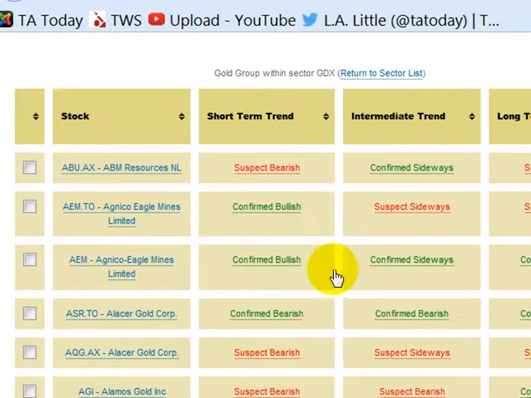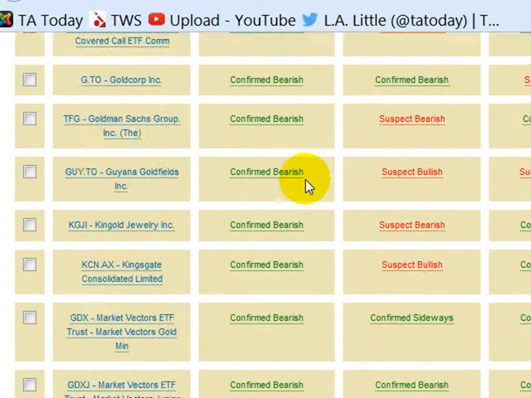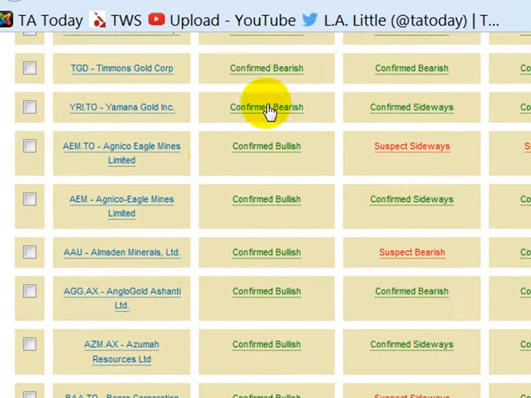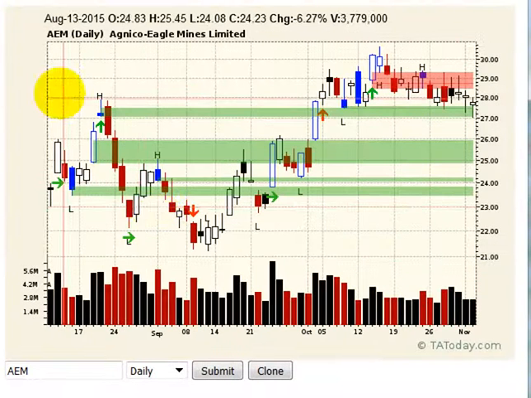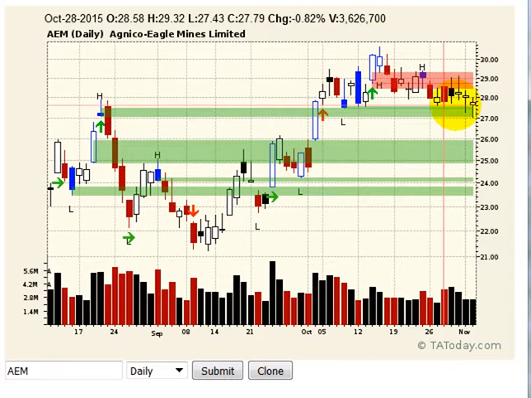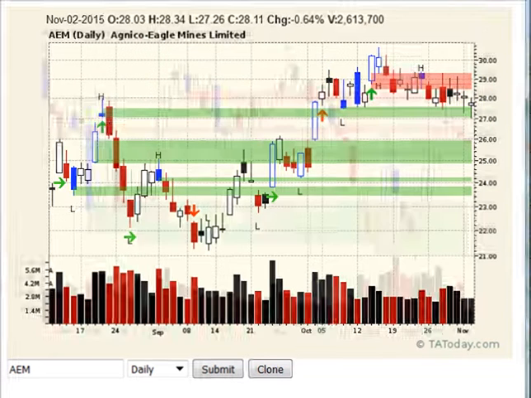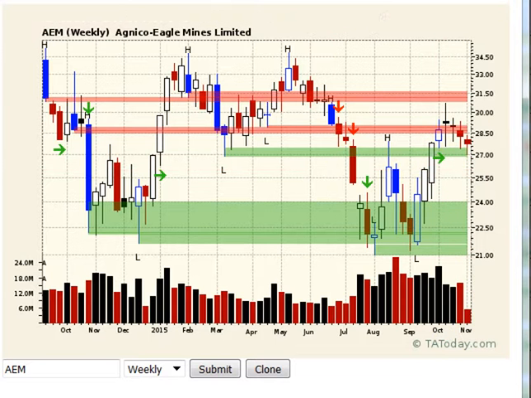If you do this and come over here on this GDX and click on the short-term trend, you can quickly find all the bullish stocks, the ones on a short-term trend that are bullish. So we could go to Nico Eagle Mines, for example. Click on that, it'll bring up the charts, and we can see that same pattern, even a better one here. See how it's up above it already? It's already broken out. Now it's retesting it. Weekly, little fade back after a big run, no volume. That looks like a pretty good setup, right?